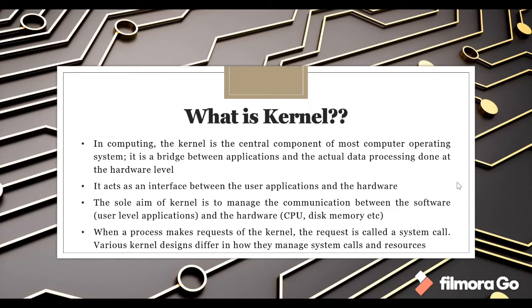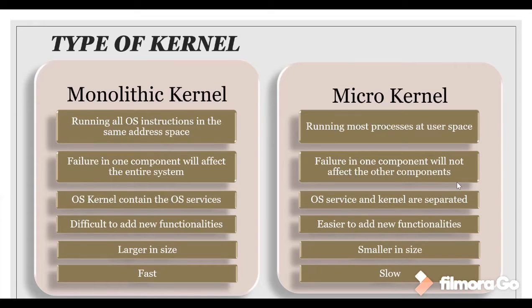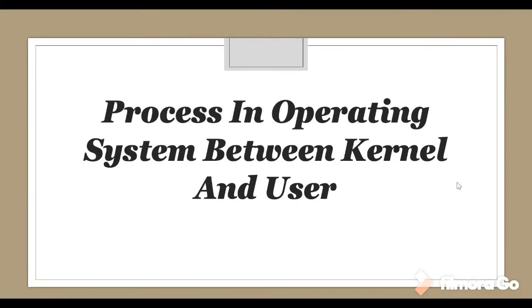Various kernel designs differ on how they manage system calls and resources. There are two types of kernel, monolithic and microkernel. Monolithic kernel runs all OS instructions in the same address space. Failure in one component will affect the entire system. The OS kernel contains the OS services, it is difficult to add new functionalities, large in size and fast, whereas microkernel runs most processes at user space. Failure in one component will not affect the other components. OS service and kernel are separated, easier to add new functionalities, smaller in size and slow.